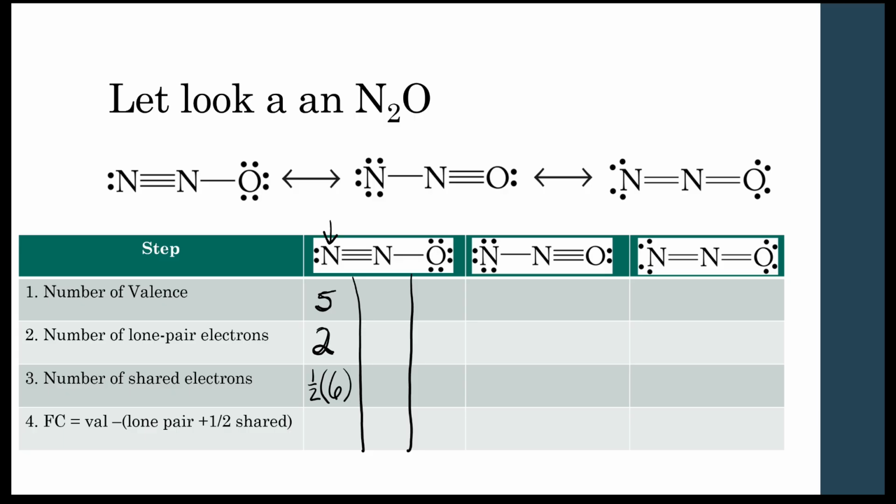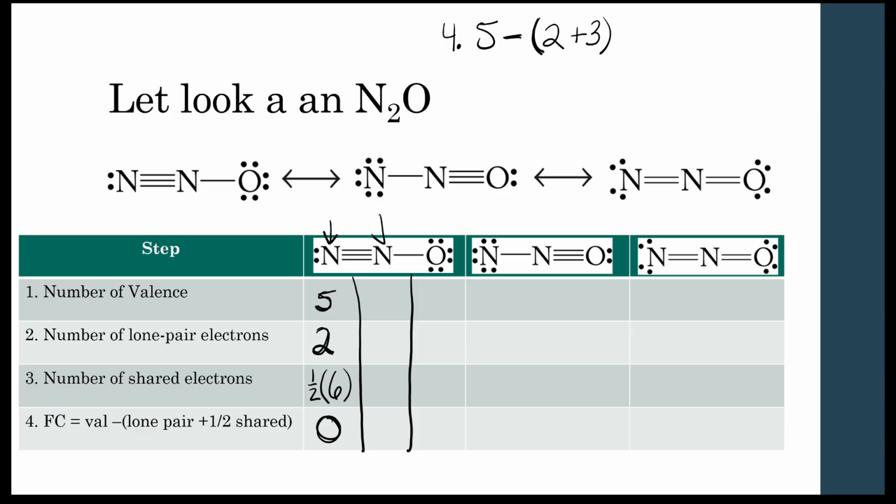Okay. So I'm going to do step 4 up here at the top just so we have some room. So we're going to take the valence electrons, 5, and then we're going to subtract the number of lone pair electrons, which is 2, plus 1/2 of the shared. So half of 6 is 3. So we've got 5 minus 5. Our formal charge on that is going to be 0. That's actually a good thing.